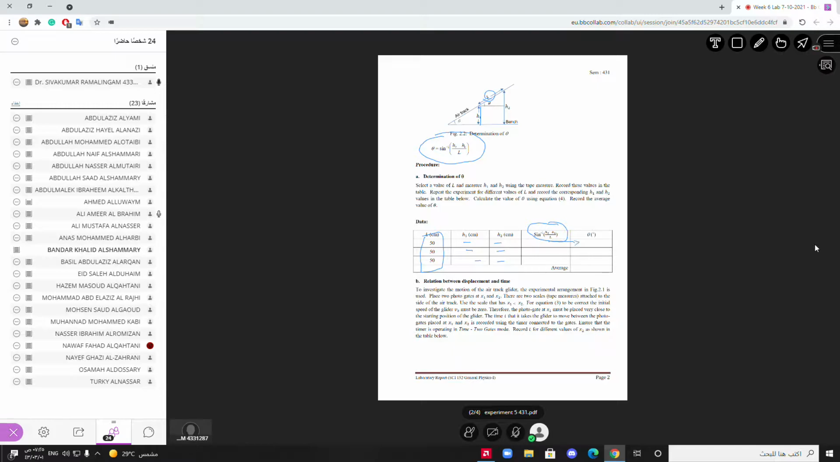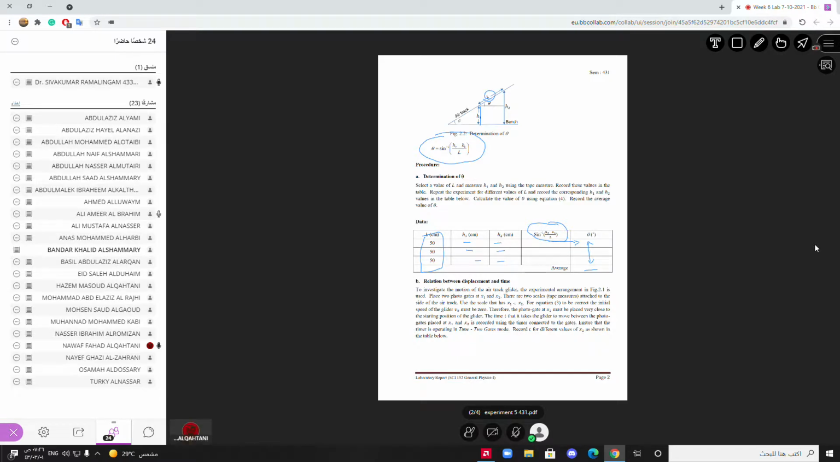I think the same value you can enter here. And you are repeating the experiment 3 times, then you will get 3 values of theta, right? And in order to get minimal error, we are going to take the average of the 3 data. How to get the average? Add the 3 theta values and divide by 3, you will get the average angle of inclination. Any doubt, Shabab? This is part number 1.